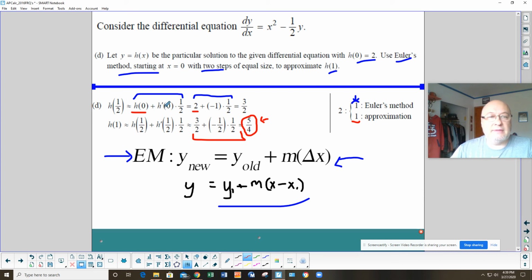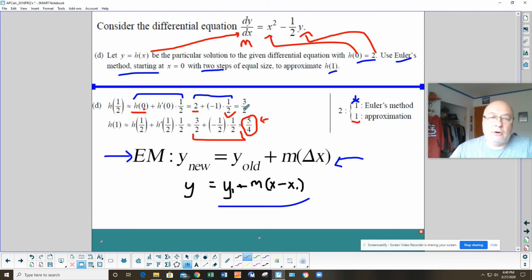Now, how do I find the slope? Since this is a particular solution, this dy dx represents my m. So how do I get the slope when h equals 0? Well, 0, 2, your 0 goes in for your x, and your 2 goes in for your y. So that is going to give you 0 in here, 2 in here, half of 2 is 1, so -1. And then your delta x is always, for this problem, going to be half.